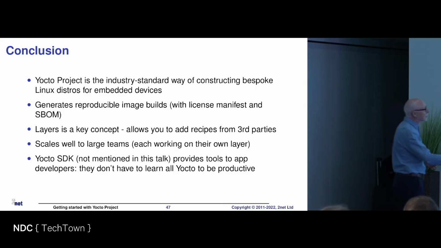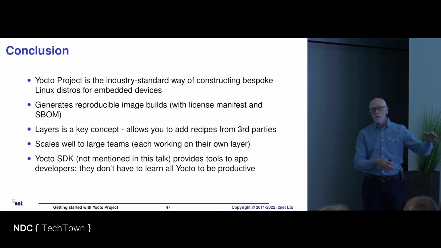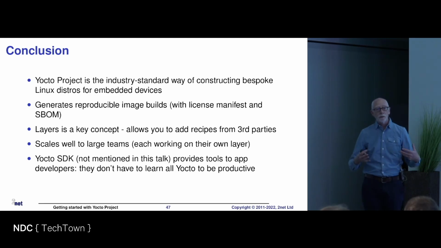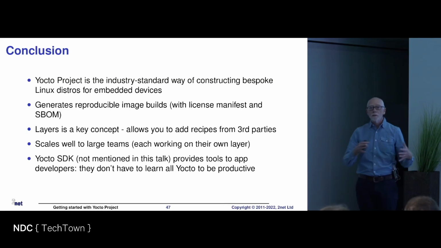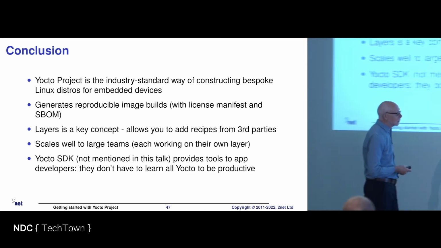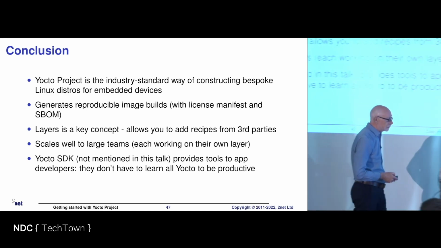It gives us a license manifest, because of all this license stuff we looked at. So you can just run a command and it dumps out all the licenses you're using. And it can also generate a software bill of materials, an SBOM, which is becoming more and more important as we want to track the ancestry and the dependencies we have on a particular project.